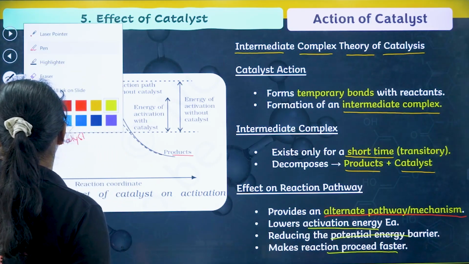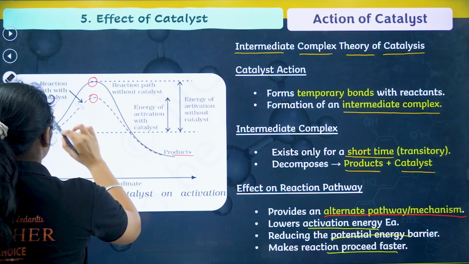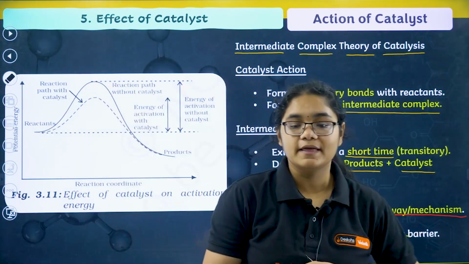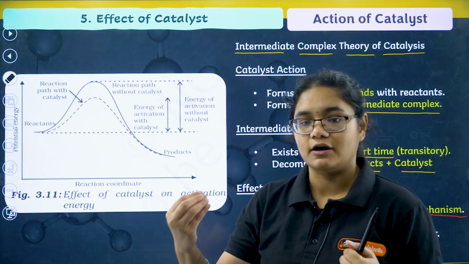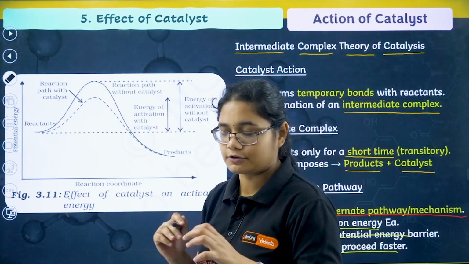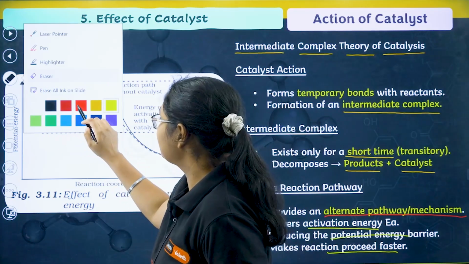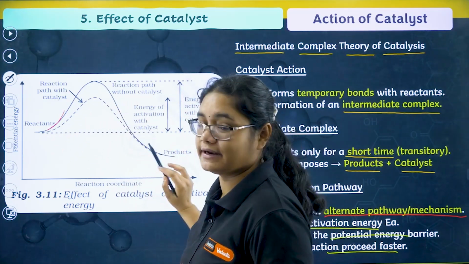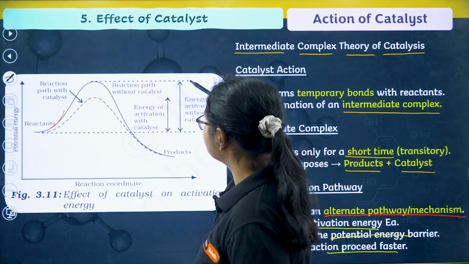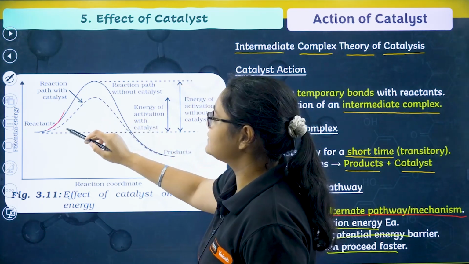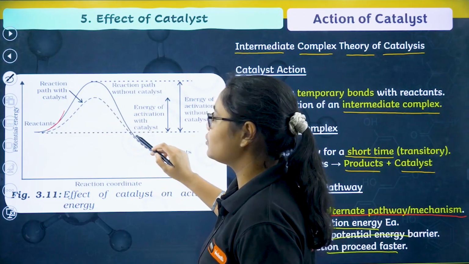Now I'll give you a diagram to understand this, which is very important. It is asked in the PU exam also. If you have to answer the effect of a catalyst, you definitely have to draw this diagram. I'm talking about the PU exams or the board exams. You can see here that if there is no catalyst, this solid line is the pathway of the reaction, and the activation energy without a catalyst is very high. Now when I use the catalyst, the reaction pathway is this dotted line.